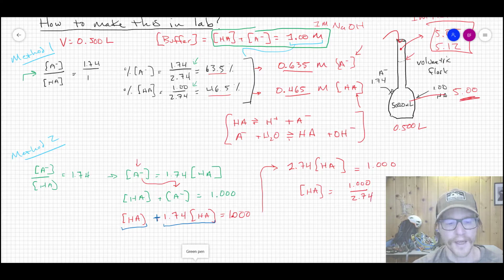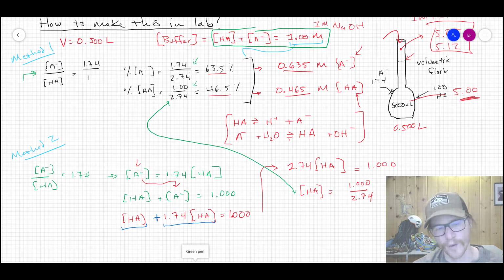Hey, look at that. That looks pretty familiar to this expression where HA was equal to 1 over 2.74. So it's the same exact result. Once we know the concentration of HA, which would be 0.465, then we could either plug it in or just take 1 minus that value, and we would know that A minus, if this is equal to 0.465 molar, then A minus would be equal to 0.635 molar, simply 1 minus that. Either way, these are going to get you to the same result.